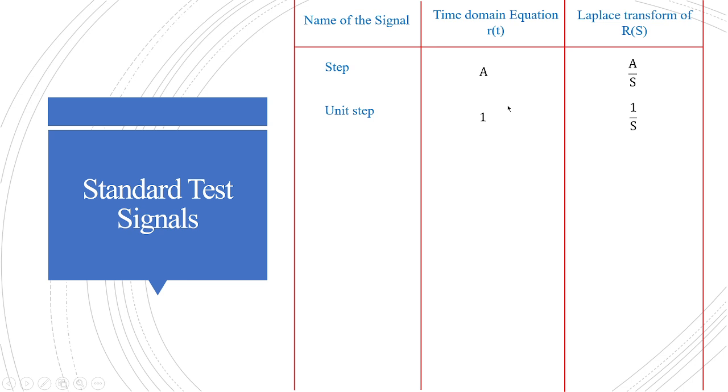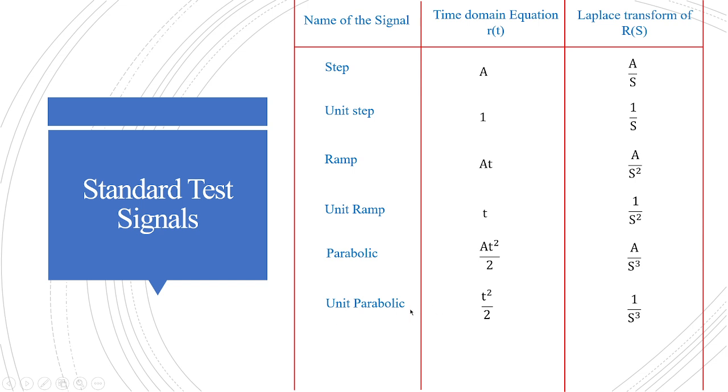And this tabular column is very important. If I take the value of the ramp signal as At, then the Laplace transform will be A/s². For a unit ramp, r(t) = t, and the Laplace transform of this value will be 1/s². If you take the parabolic signal, it is At²/2, and the Laplace transform of this signal will be A/s³. For unit parabolic, it would be 1/s³.